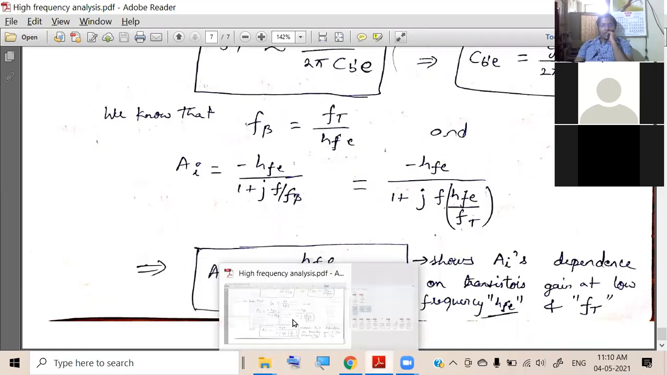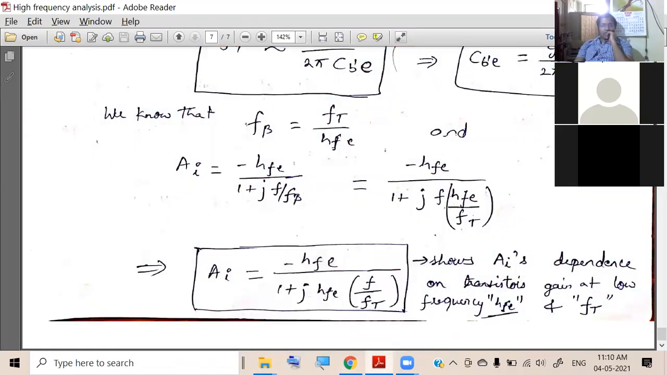AI further, you can write like this, just rearrange the numerator as it is. HFE we are pulling out: 1 plus j F by F beta. So actually AI is depending on HFE and F beta. This is the conclusion. So with this we finish the first unit.